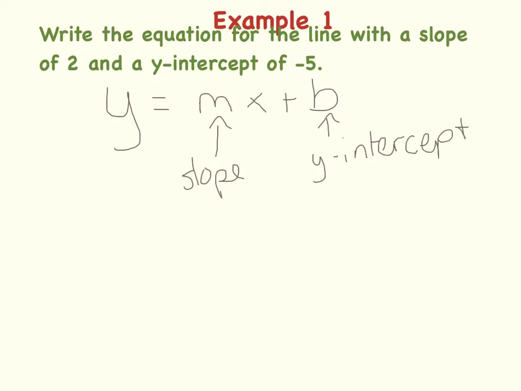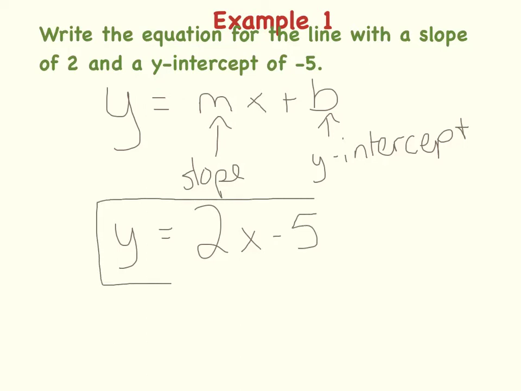So we're going to replace m with 2 because that's our slope. We're going to replace b with -5 because that's our y-intercept. So our final equation will look like this: y equals 2x, well, plus a -5, we're going to write as -5. And this is our equation in slope-intercept form.